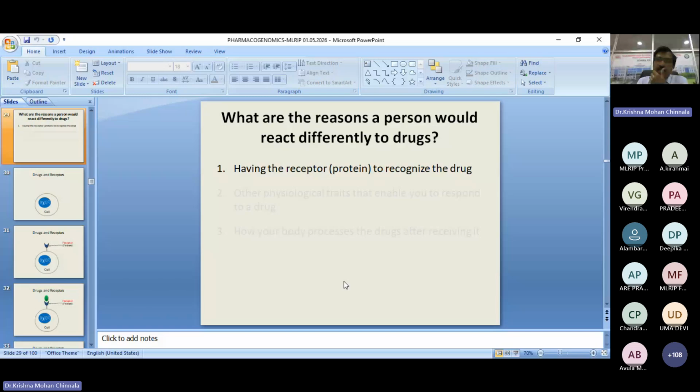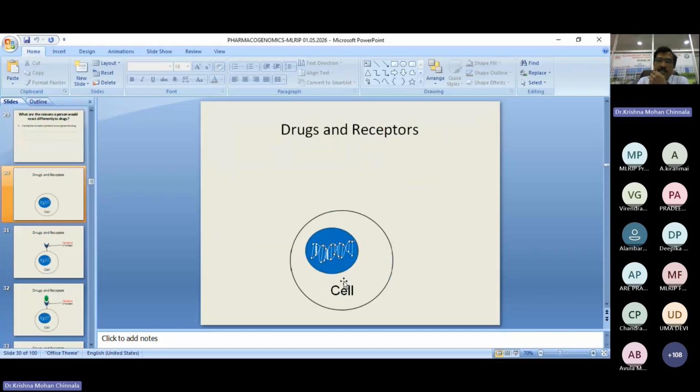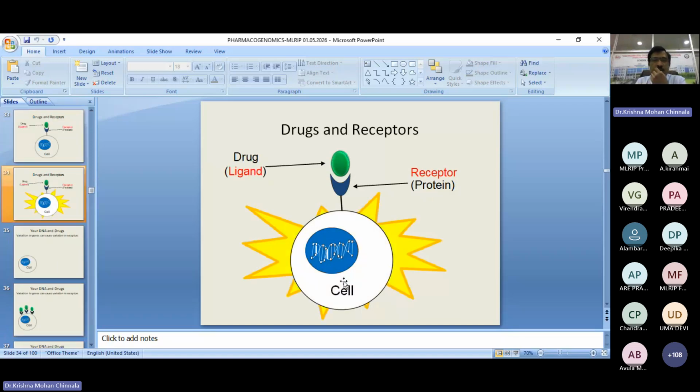Okay, what are the reasons a person would react differently to drugs is important to know. Having a receptor, drug and receptor: a receptor is a protein, drug is a ligand. What it is doing, it is sitting on the receptor and eliciting pharmacological action. Of course, a few may interfere with the intracellular genetic picture and alter the action, few may not, but it is important that the structure of the receptor is similar to structure of the ligand or the drug.